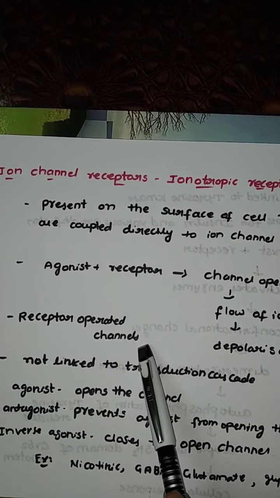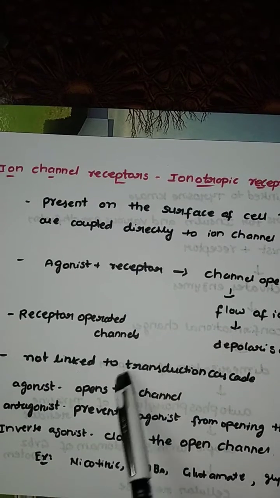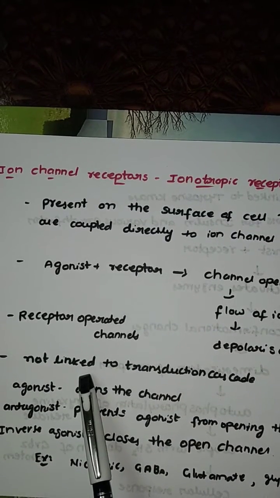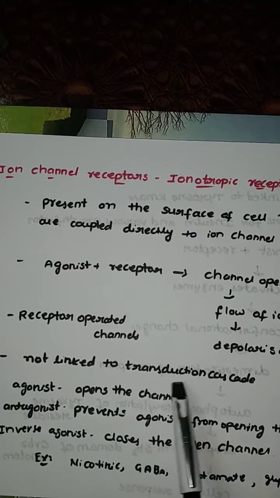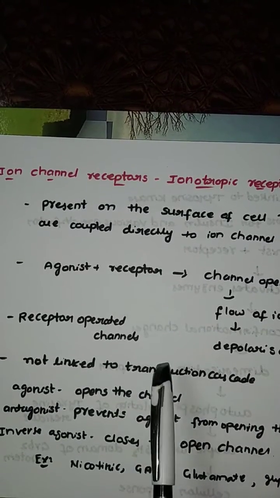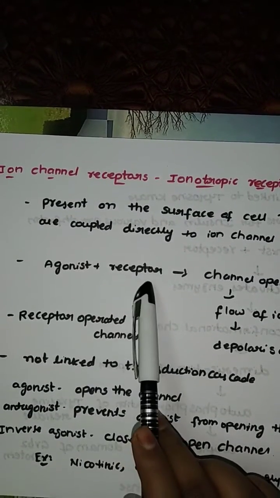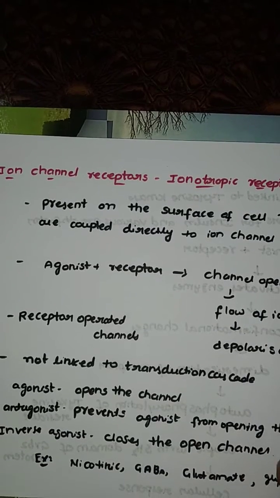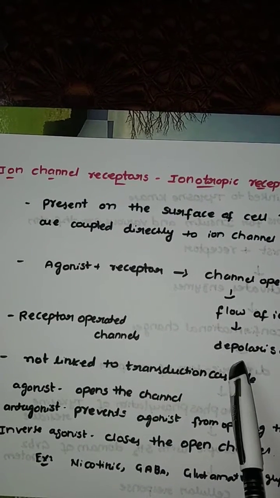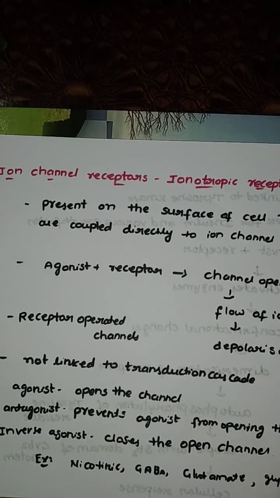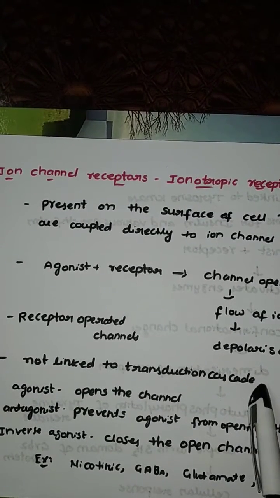These are also called receptor operated channels because the actions of these receptors are not linked to any transduction cascade. It's just so simple: the agonist binds with the receptor, the channel opens, and the flow of ions takes place, which causes depolarization or hyperpolarization. It is just that simple, and there are no transduction cascades.